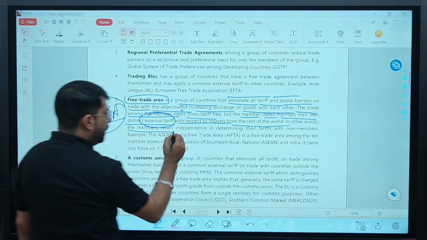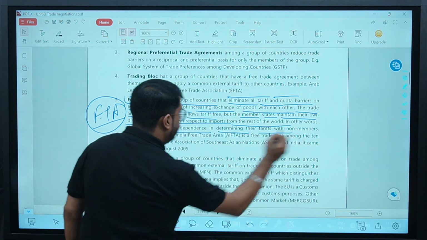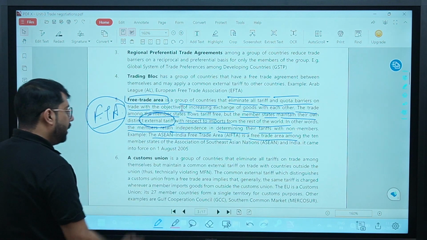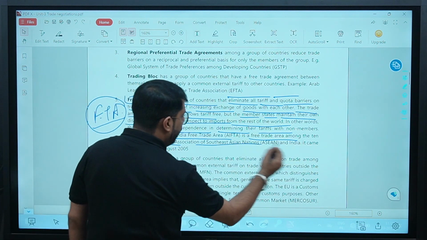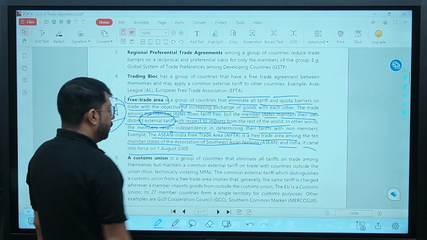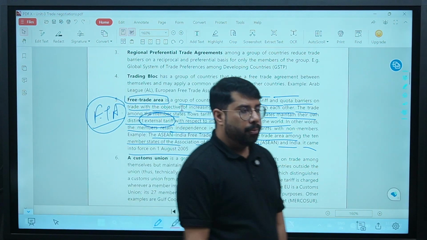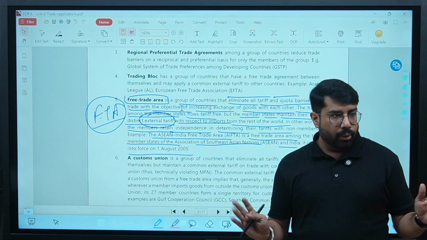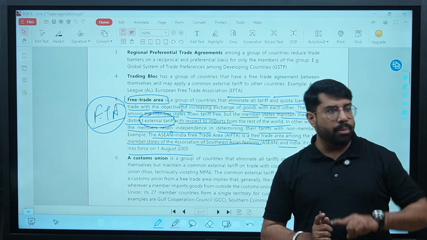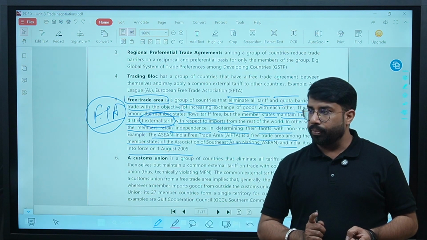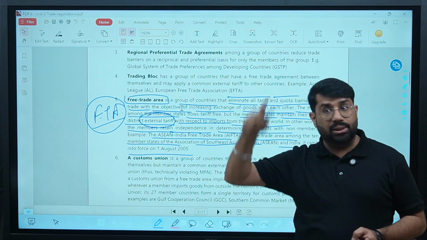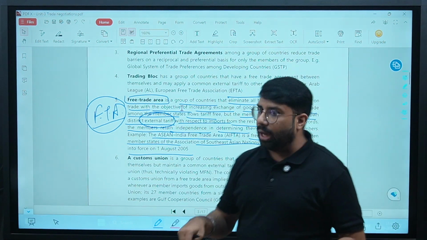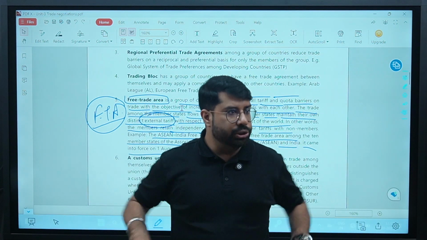In other words, the members retain independence in determining their tariff with non-members. Example, ASEAN India Free Trade Agreement is a free trade area among the 10 member states of the Association of Southeast Asian Nations and India. It came into force on 1st August 2005. It means whenever India and ASEAN trade goods, there is no tariff. But if India sells the same commodity to some other country, India will charge tariff. If ASEAN sells it to some other country, ASEAN will charge tariff. How much tariff India will charge, how much tariff ASEAN will charge, it is their own choice, their own decision.